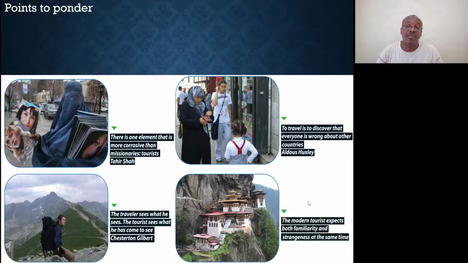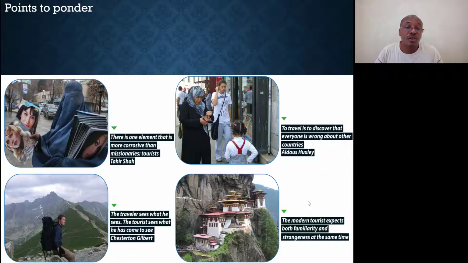Well, let's look at the second one. To travel is to discover that everyone is wrong about other countries. Aldous Huxley. Well, I think Aldous Huxley makes sense because we tend to have an image of other countries that is not necessarily true. So when we travel, we realize that the image is incorrect, it's not really true.